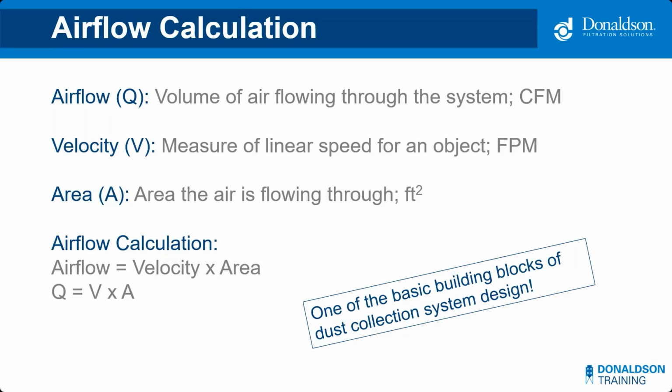This formula is one of the basic building blocks of dust collection system design. We start at the pickup points and calculate using this formula to get the needed airflow of each pickup. This will then give us the total CFM needed for the system. This formula is also used when calculating the needed velocity within the ductwork and allows us to size the fan properly. Throughout the system design, we refer to Q equals VA over and over.